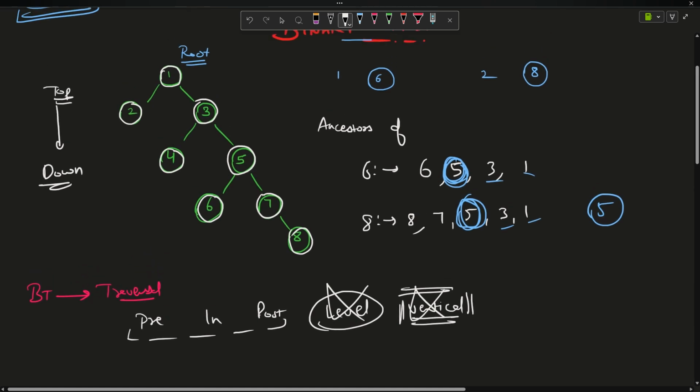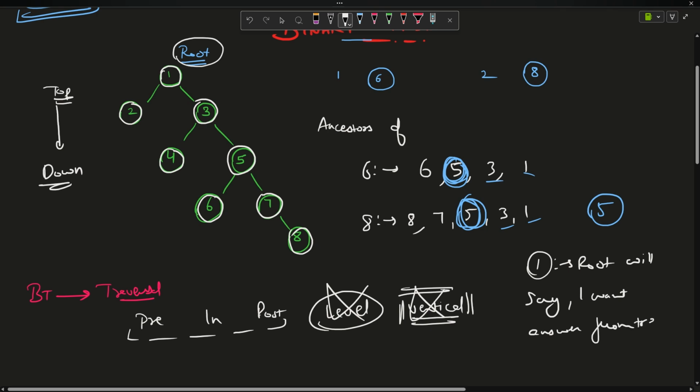As my driver function, I am going to ask the root, what do you want to return to me? So root will say, I will have to look at the tree. I want the answer from the tree.